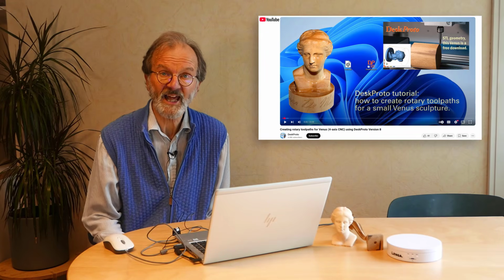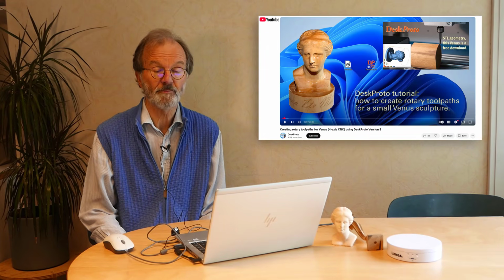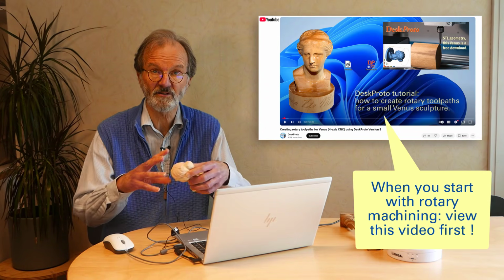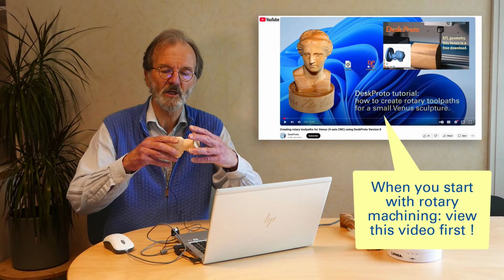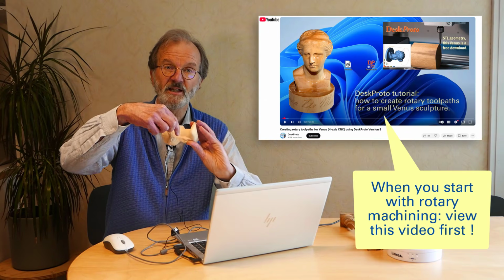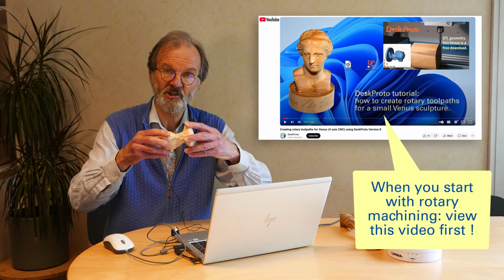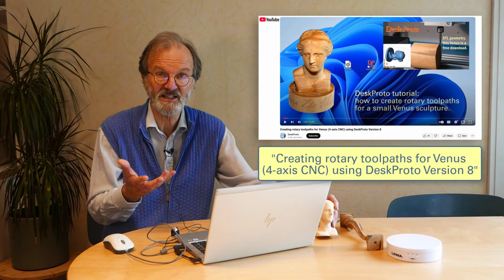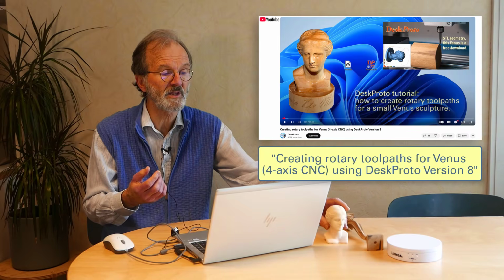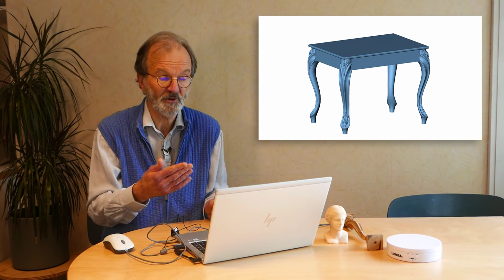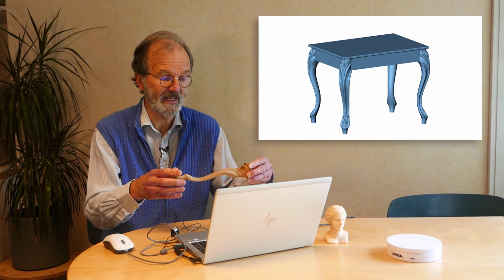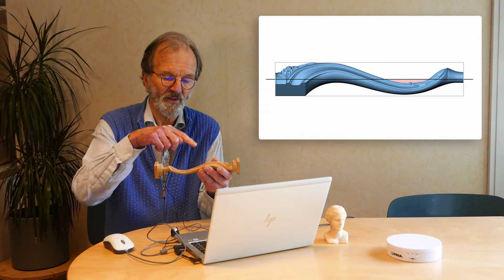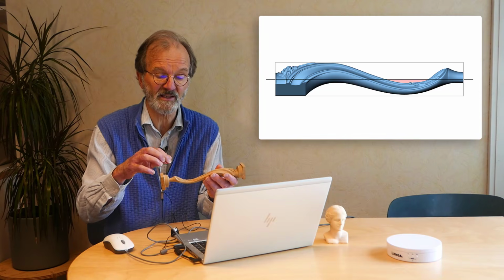Hello. The DeskProto software supports rotary machining, so use your fourth axis on your machine to slowly rotate the part while machining so the cutter can reach all sides of the part. And DeskProto supports that even a bit better than most other CAM programs, as for some geometries like a curved table leg like this one, the cutter needs to travel below the rotation axis line, as you can see there.